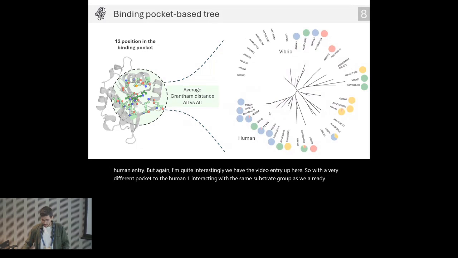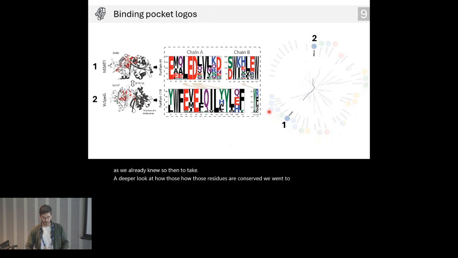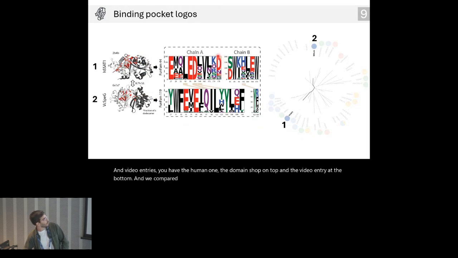So then, to take a deeper look at how those residues are conserved, we went to the 2 functional families that contain the human and Vibrio entries. You have the human one, the domain swapped on top, and the Vibrio entry at the bottom. We just generated a logo for those functional families, and we compared the positions that were exactly in the same structural location.